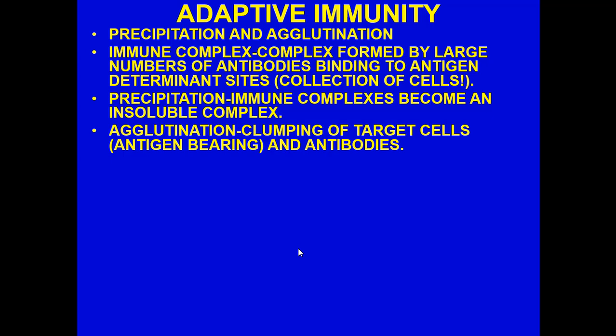And so you end up forming these gobs, these complexes. This is particularly evident when you see large numbers of antibodies binding to antigen-determinant sites. You get this big collection or cluster of cells, and the complexes eventually start forming an insoluble complex. This is where you get precipitation. Now you see agglutination, the clumping of the target cells and the antibodies. This is where you have the antigens bearing.